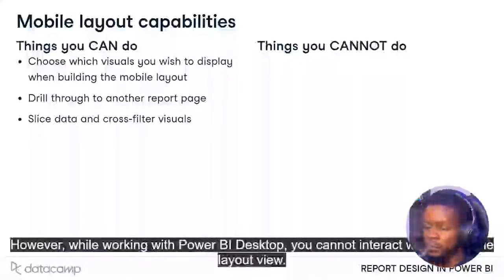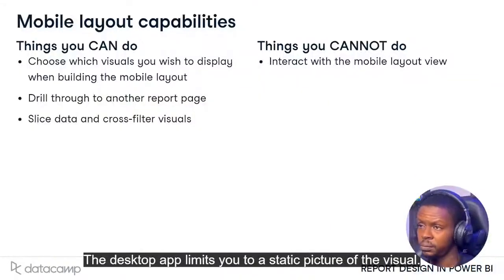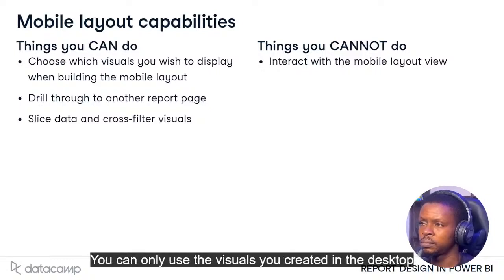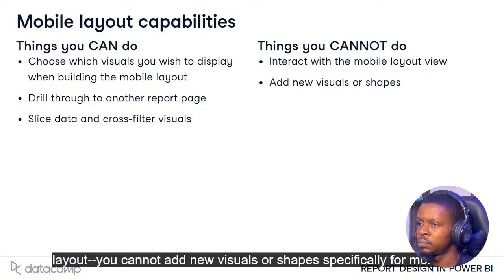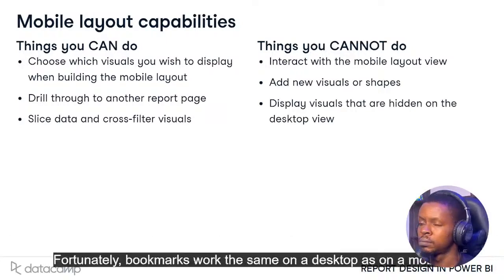However, while working with Power BI Desktop, you cannot interact with the mobile layout view. The desktop app limits you to a static picture of the visual. You can only use the visuals you created in the desktop layout. You cannot add new visuals or shapes specifically for mobile. Finally, if a visual is hidden on the desktop view, it will also be hidden on the mobile view. Fortunately, bookmarks work the same on desktop as on mobile.